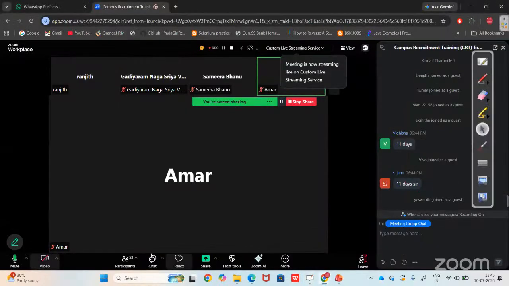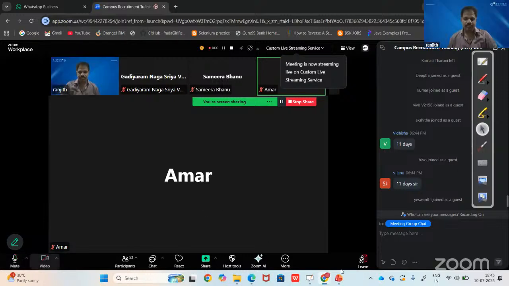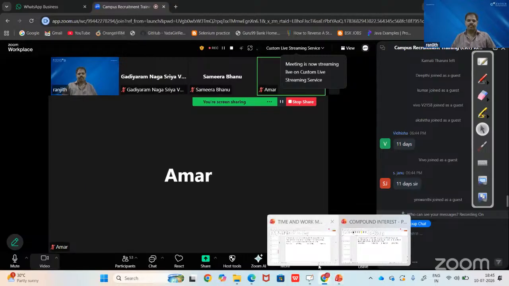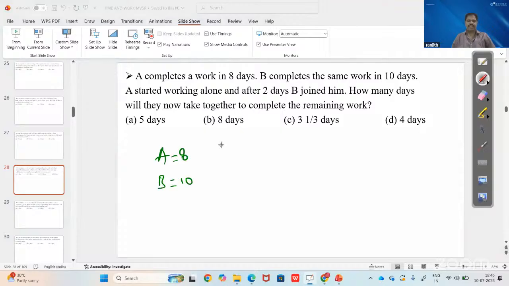So what is the answer here? A completes a piece of work in 8 days, B completes the same work in 10 days. A equal to 8, B equal to 10. Now the LCM of 8 and 10 equal to 40. In 8 table 40 5 times, in 10 table 40 4 times.